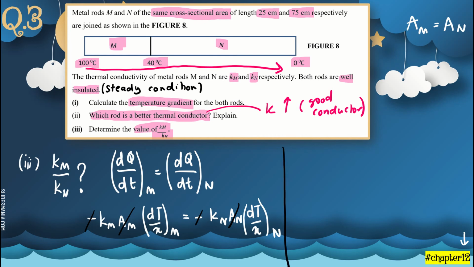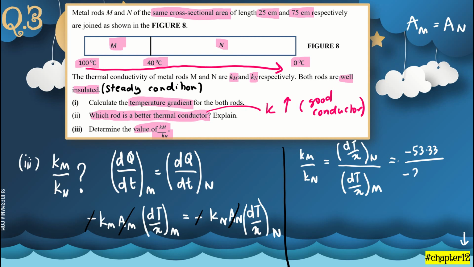So we want to get Km over Kn. This is basically equal to dT over S for N divided by dT over S for M. From the first question, we have calculated both gradients. So it is equal to negative 53.33 over negative 240. Then finally, you'll get 0.222.